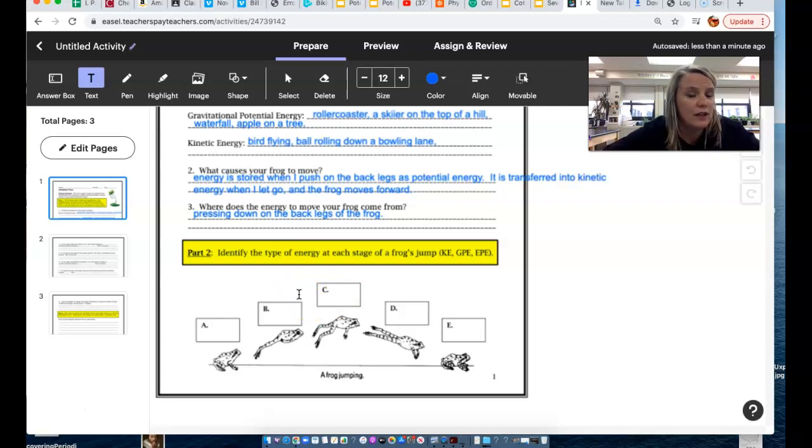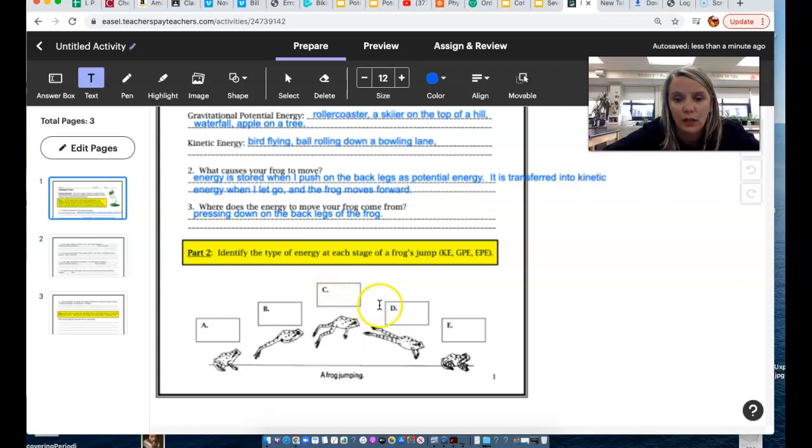And then number 5 says, at the top of the paper frog's jump, which is point C, right here, the frog is motionless for an instant. Why is that, do you think? Why do you think that is? What's happening here? We had all of this energy here. We used it to get to here, and then it's still for a second.